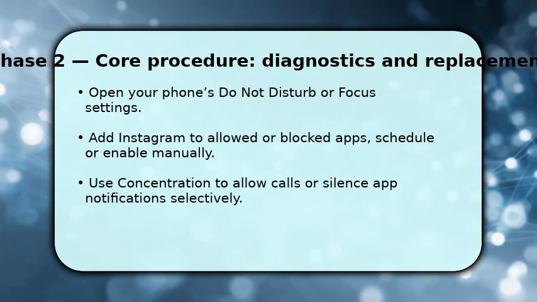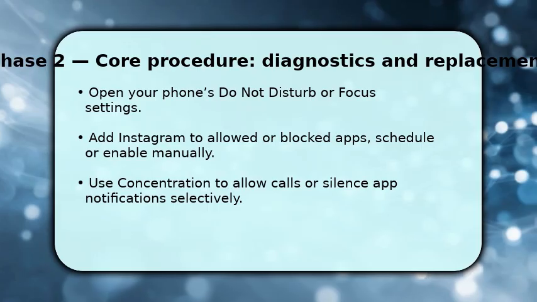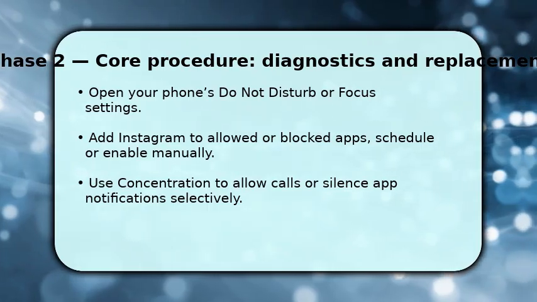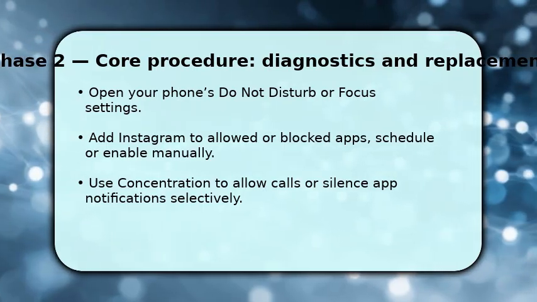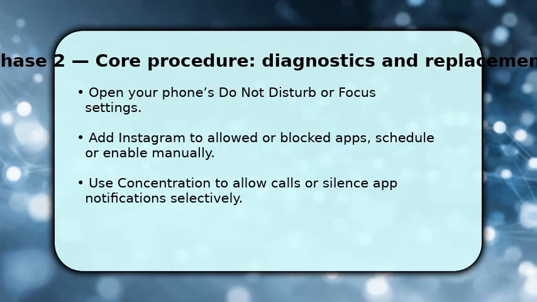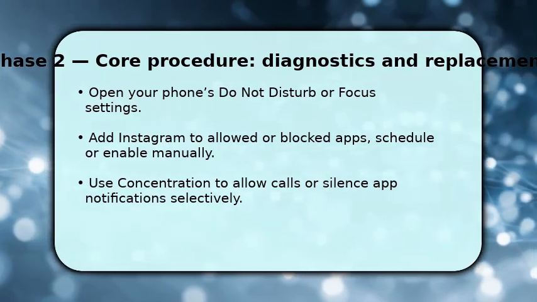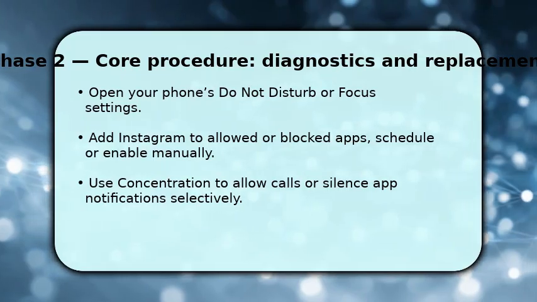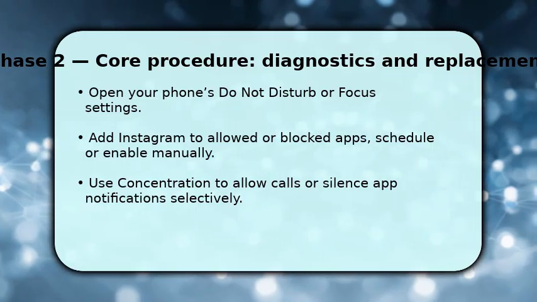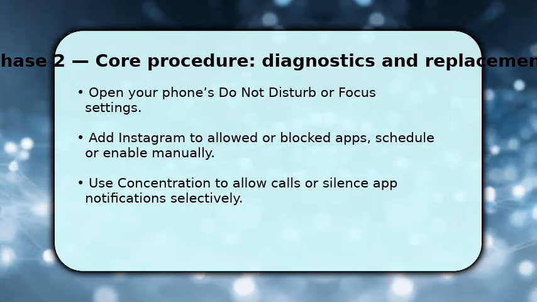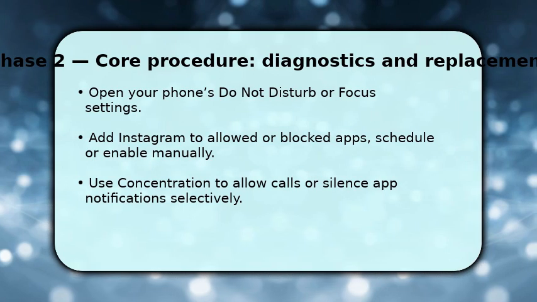Once done with in-app tweaks, switch to your device's Do Not Disturb or Focus settings to enforce silence system-wide. Add Instagram to blocked apps if you want absolute quiet, or leave it out of the allowed list so messages stay silent. Schedule focus for bedtime or meetings so it activates automatically. This layer ensures notifications won't appear as banners or sounds, and it complements Instagram's internal controls, so you can be unreachable when you need to be, reliably.